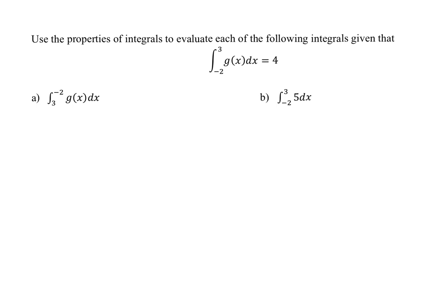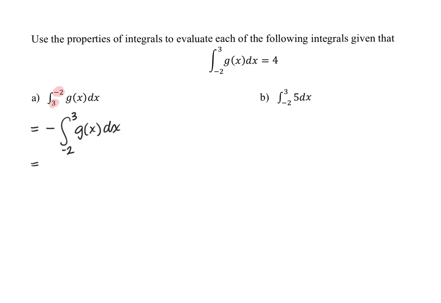So for part A, notice that we're integrating from 3 to -2. So our limits of integration are in the wrong places because we want the lower limit of integration to be the smaller number. So this is an easy fix. Remember, with our properties of integrals, we can change our limits of integration by multiplying by a negative. So if I switch the bottom limit of integration to be a -2 and the upper to be a 3, then I will just multiply this integral by a -1.